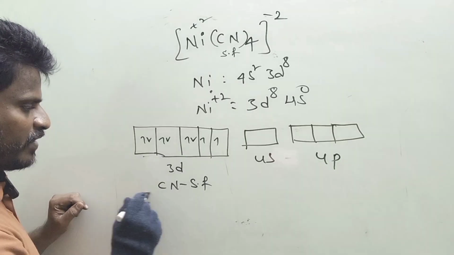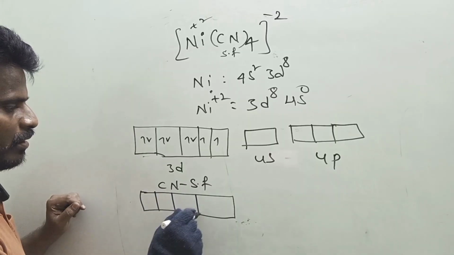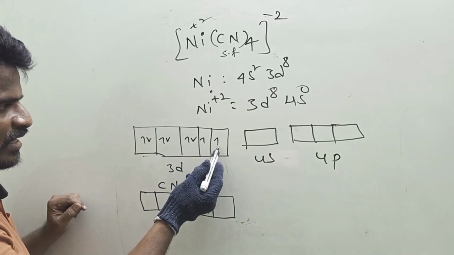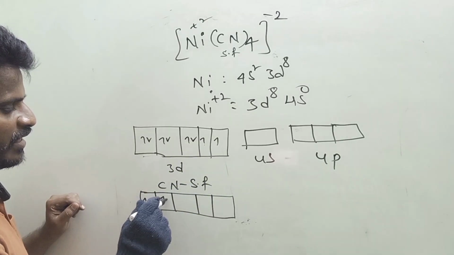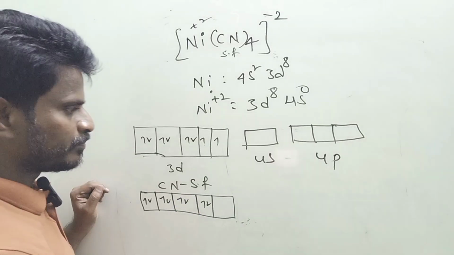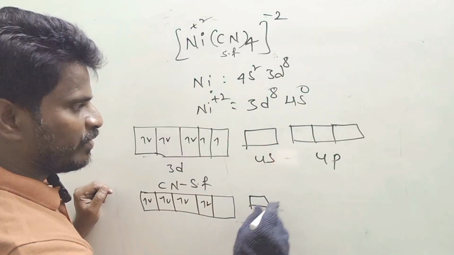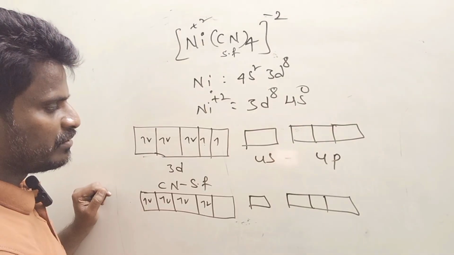Then pairing of electrons takes place in this molecule. This electron is paired in this position, then one d orbital is empty, and again the 4s orbital and 4p orbitals are in empty state.